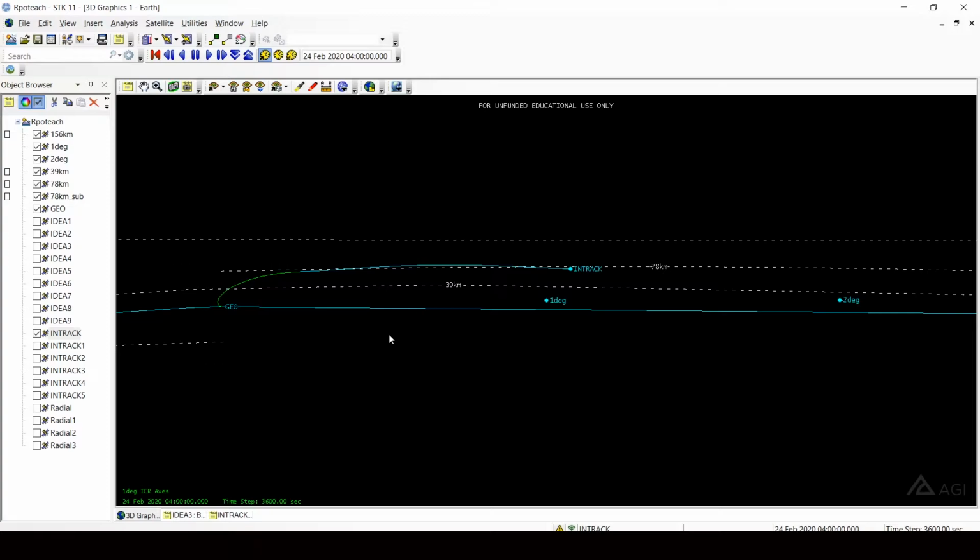What if waiting 12 hours to get into a linear drift is too long? Is there anything we can do to get into a linear drift faster? And the answer is yes. And I'm going to show you the application of that.